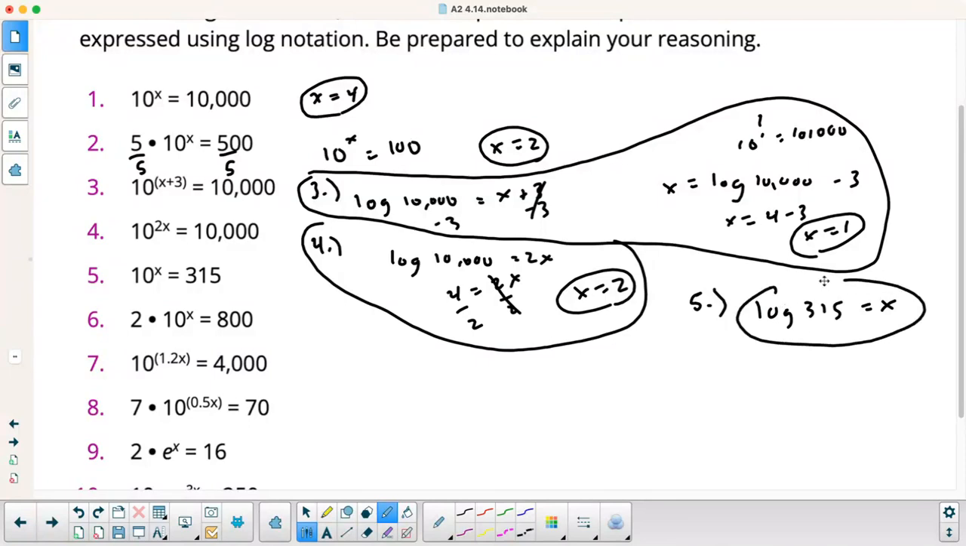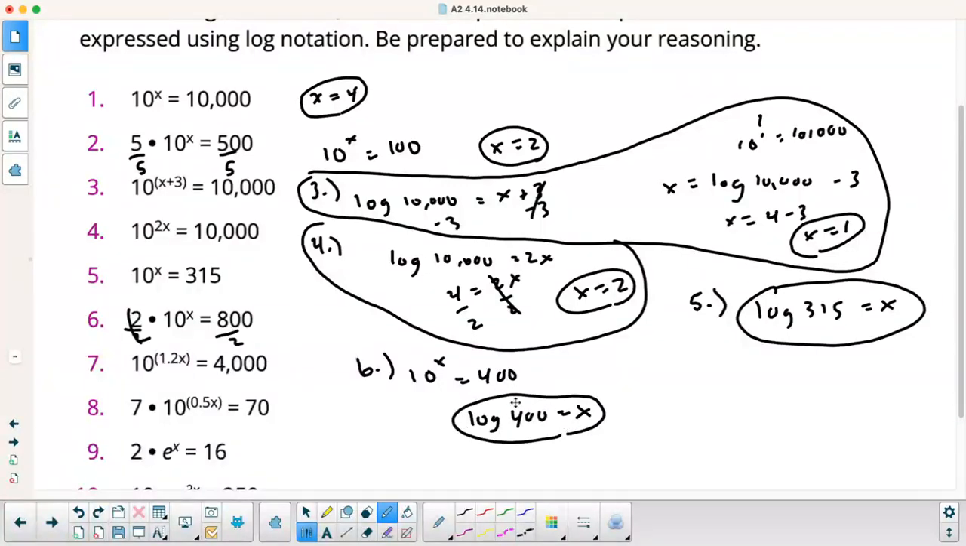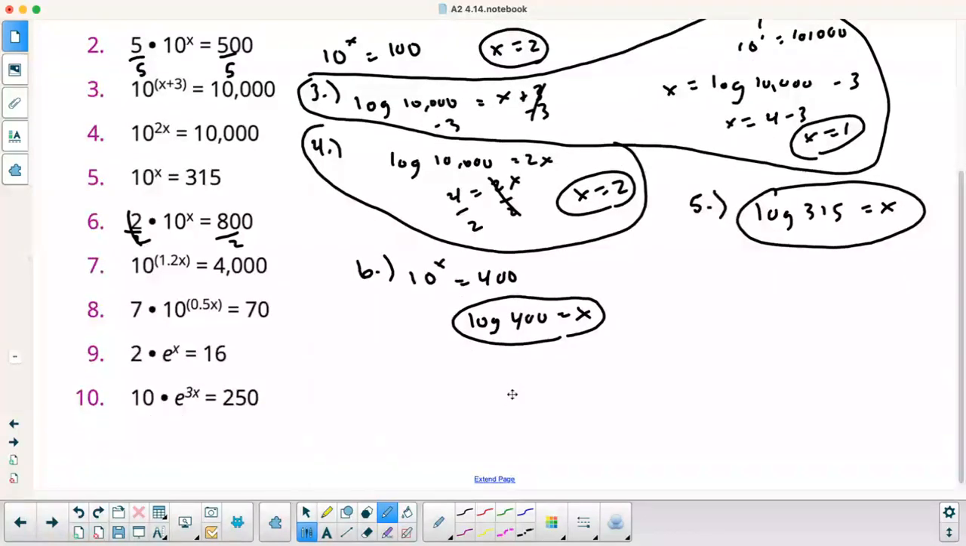And I'm going to just leave it because I can't take 10 to a power and get 315. To get a whole number, I would not be able to do that in my head. Number 6, let's divide each side by 2. So I get 10 to the x equals 400. And again, same thing, can't take 10 to a whole number power and get 400. So I'm just going to say log base 10, I don't write it, of 400 equals x. And that's fine because it says to do it without a calculator. All right, so there's number 6 right there.